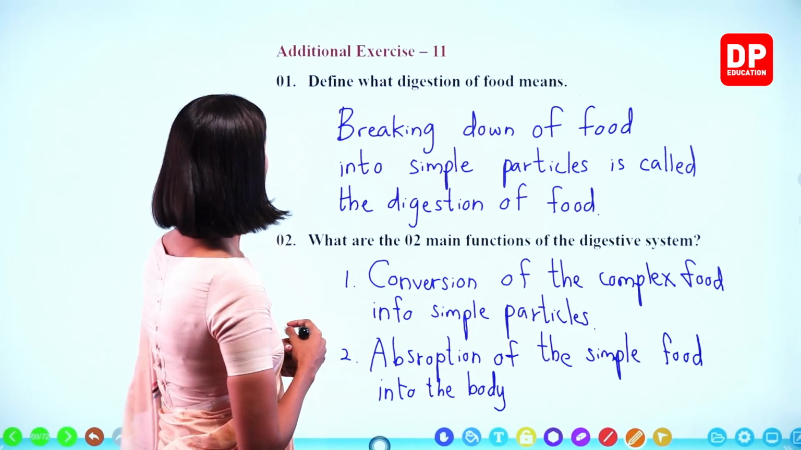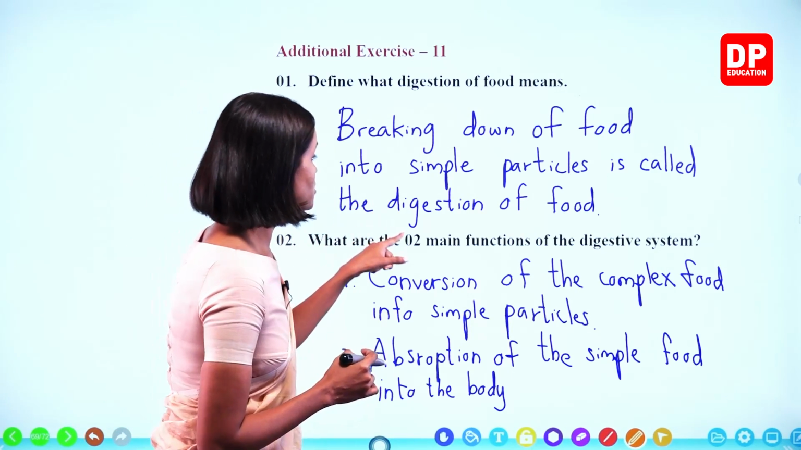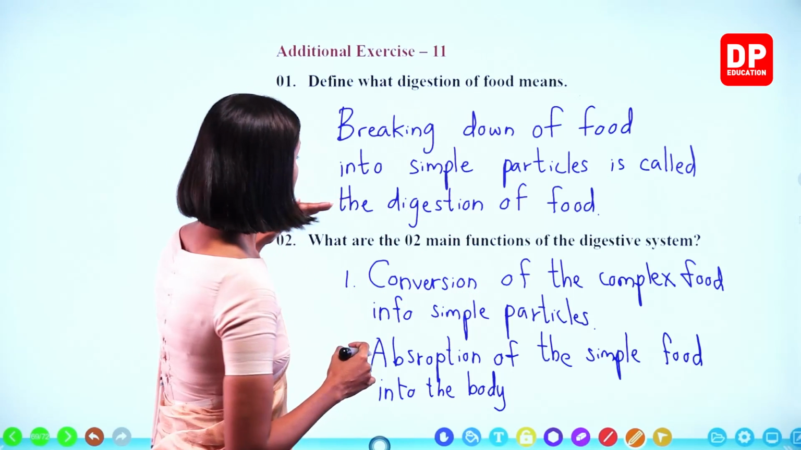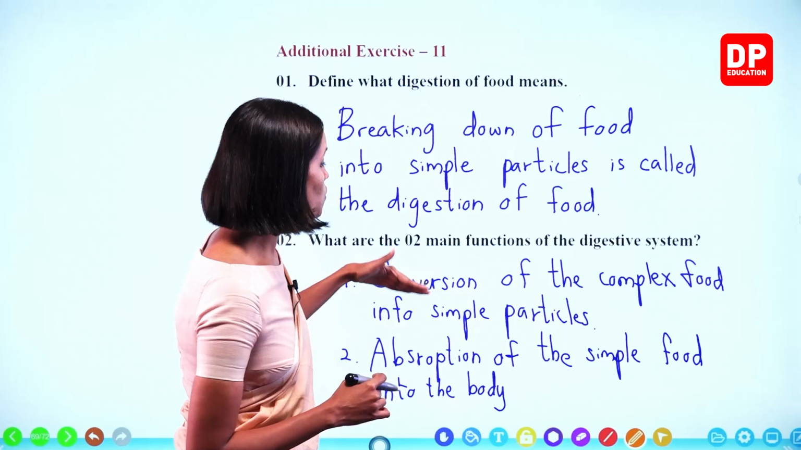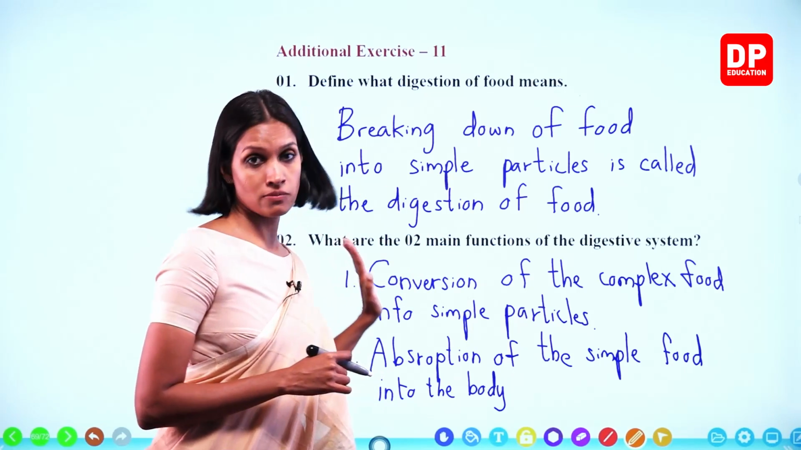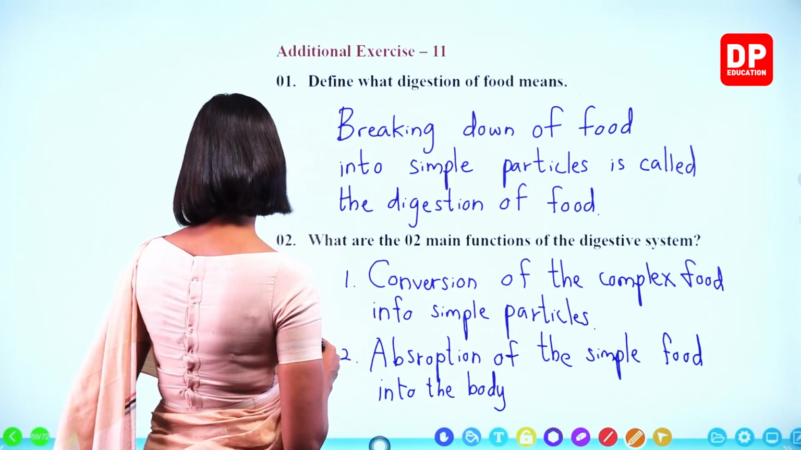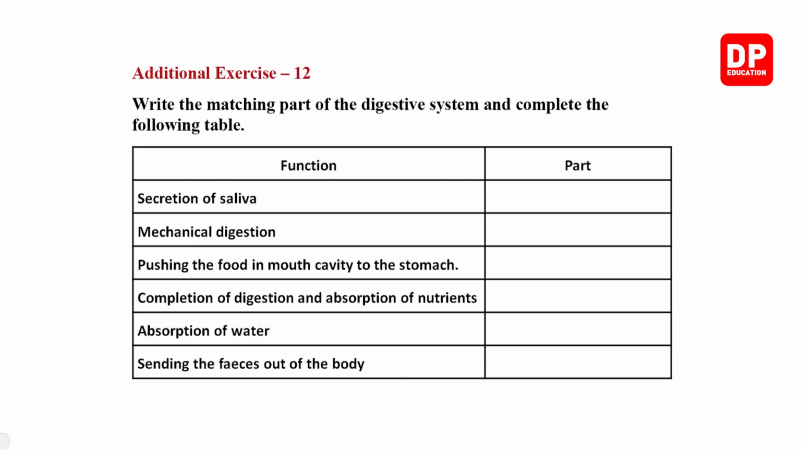Right, children? What are the two main functions of the digestive system? Conversion of the complex food into simple particles and absorption of the simple food into the body. Right? We'll move on to the next exercise number 12. Write the matching part of the digestive system and complete the following table.